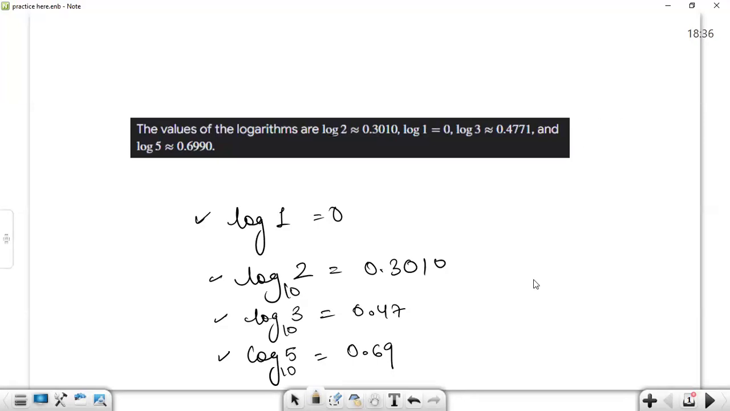So for this practice class, we are going to just remind them simply. Logarithm of 2 to the base 10 is what? 0.3010. That's basically 0.301, there's 7, there's 9. So not a problem to remember one more digit. Logarithm of 3 to the base 10 is 0.477. Logarithm of 5 to the base 10 is 0.699.